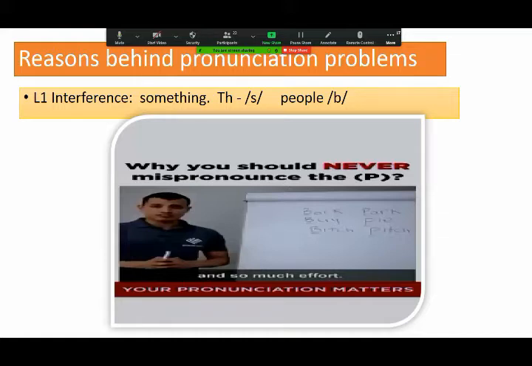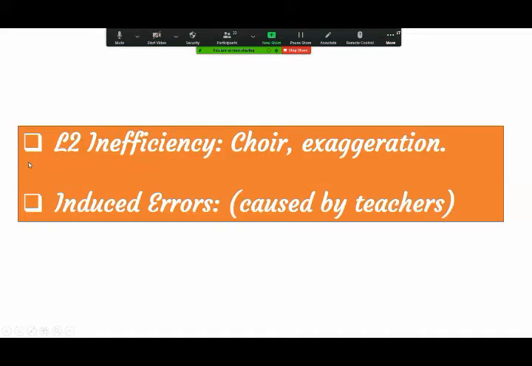Okay? Another problem that can cause mispronunciation is L2 inefficiency. Okay? So this means that I have a problem with the second language itself. Do you hear me well?